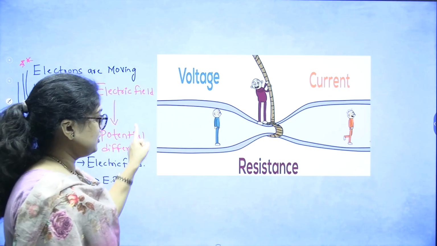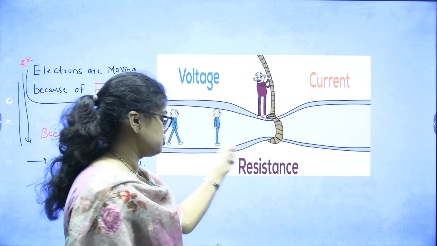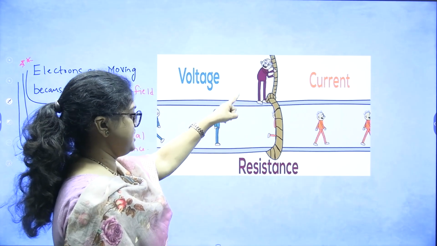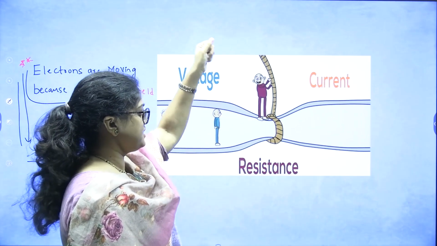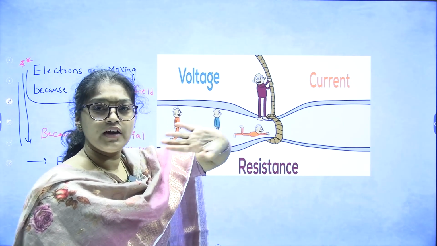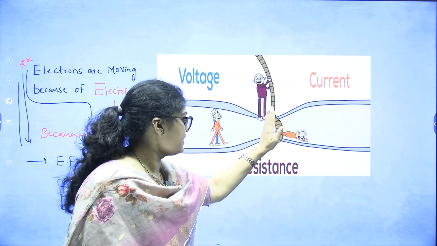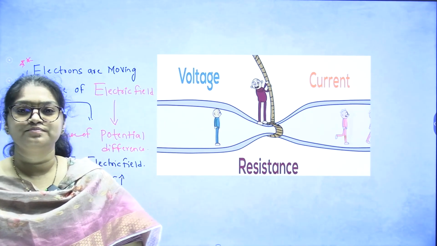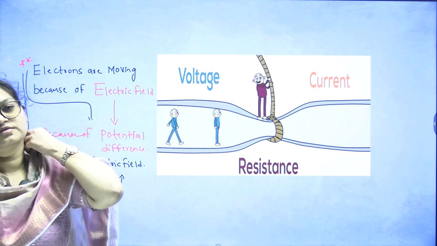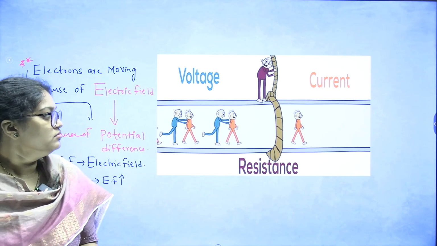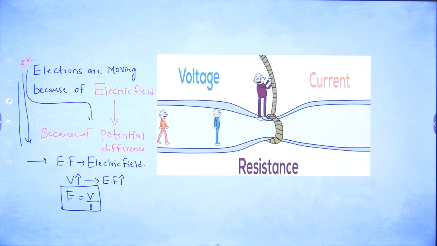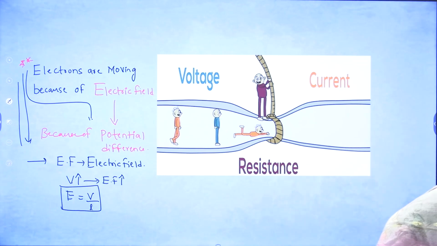Voltage is sending the electrons, making the current move continuously. But the resistance, what is it doing? It is opposing the electrons. It is making some break here. So that is Ohm's law. Very simple. So next we will discuss the factors on which the resistance will depend. Clear?